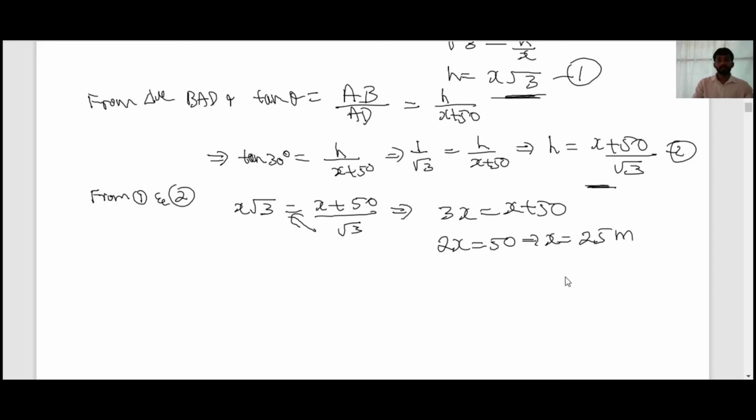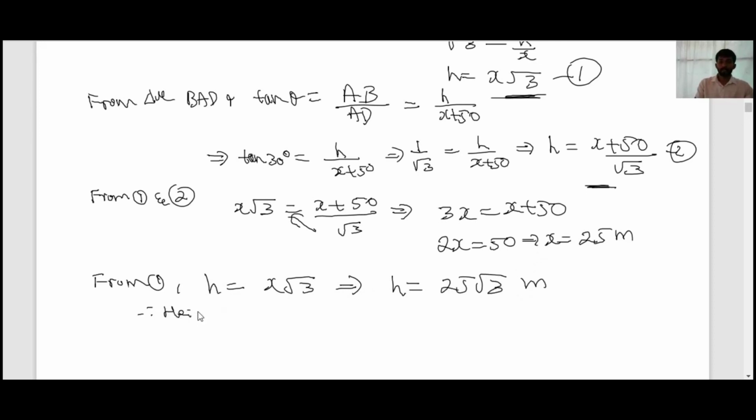But question is height of the tower. H you need to calculate, right? From equation 1, okay, h is equal to x into root 3. This implies h is equal to what is x? 25 into root 3 meter. So write the conclusion. Height of the tower is equal to 25 root 3 meter. Okay, this is the solution for given question.